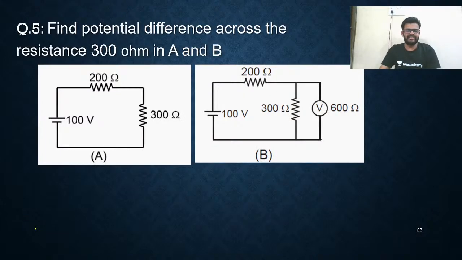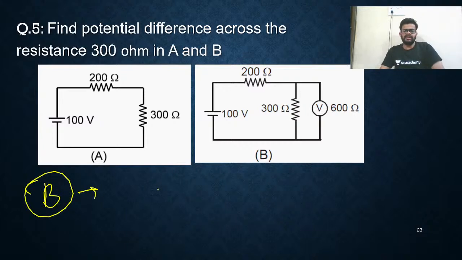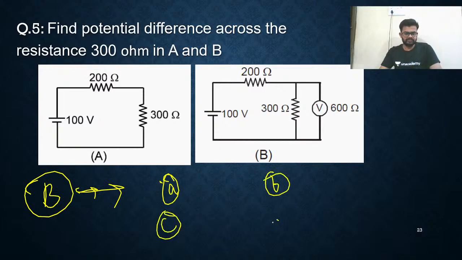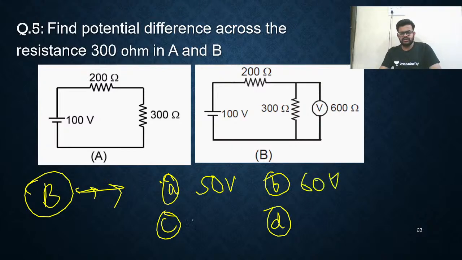So my dear friends, now let us talk about diagram number B. You need to find the potential difference across 300 ohms, the reading of the voltmeter, in diagram number B. Come on, give me the answer. What will be the potential difference across 300 ohm? I am giving you options A, B, C, D: 50 volt, 60 volt, 30 volt, and 40 volt. Which of the following is the correct answer?